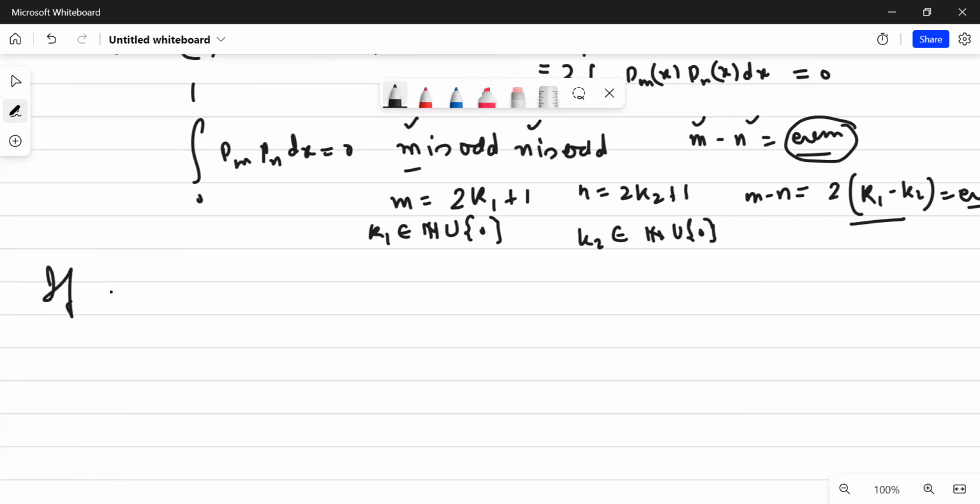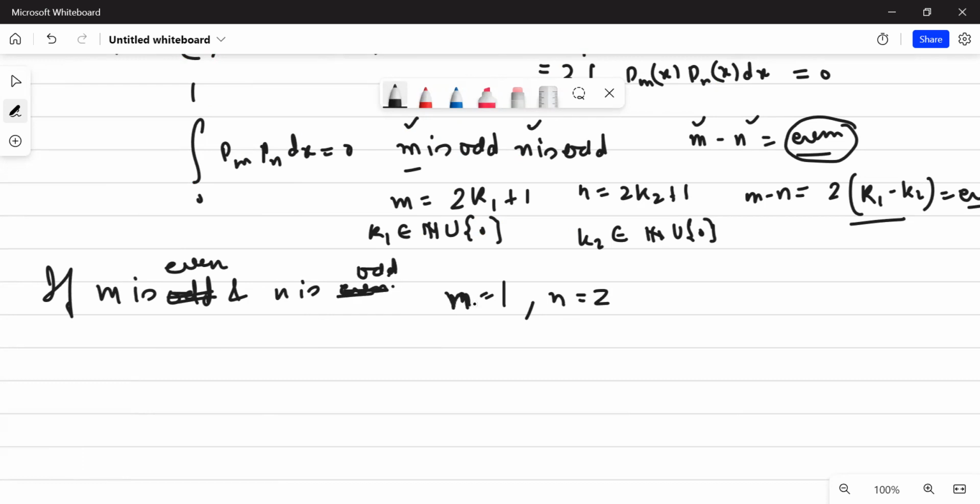So if m is odd and n is even, for example, let us take m equal to 1 and n equal to 2. Actually, let us take m to be even and n to be odd. So if I take this, what will I get? 0 to 1. What was your pmx? Instead of pmx, you will get p2x, and pnx you will write simply this. So this will be 0 to 1.